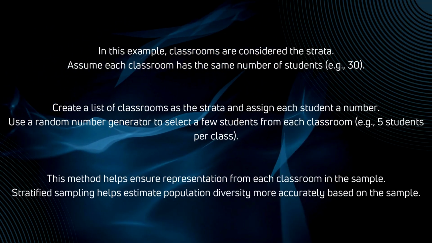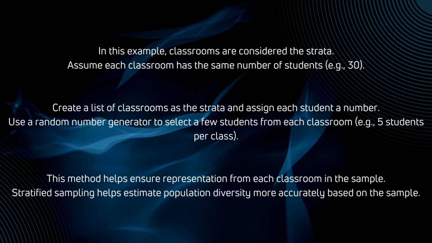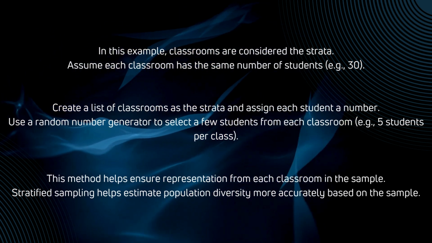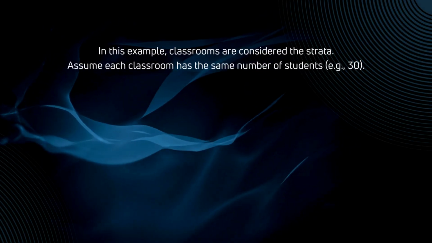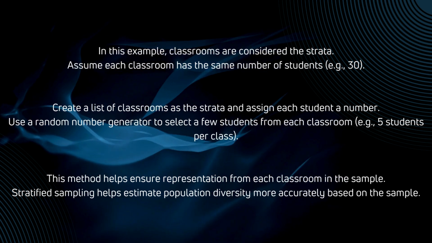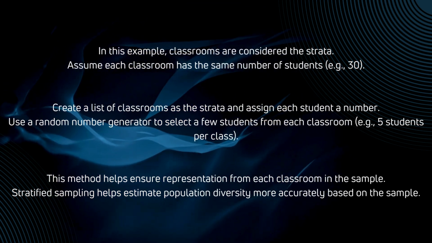So, with the example of measuring the number of women at a school, we would consider the classrooms our strata. In this example, let's pretend each classroom has the same number of people to make it simple. This is not always the case, but we'll just say that our classrooms have 30 students each. So we have a list of all our classrooms, which are our strata.